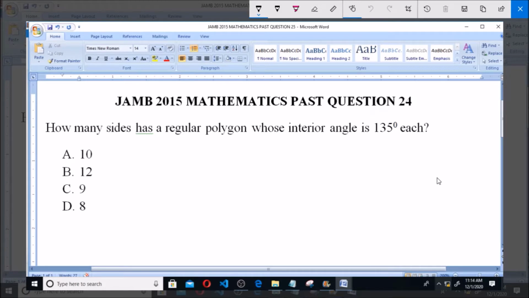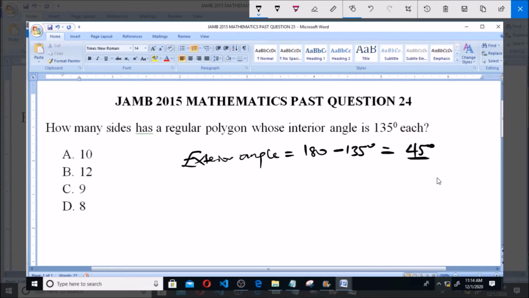Now we have a regular polygon whose interior angle is 135 degrees. So we can simply say that one exterior angle will be equal to 180 minus the one interior angle, and that will give us 45 degrees.